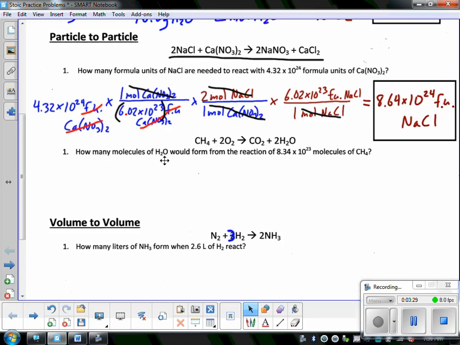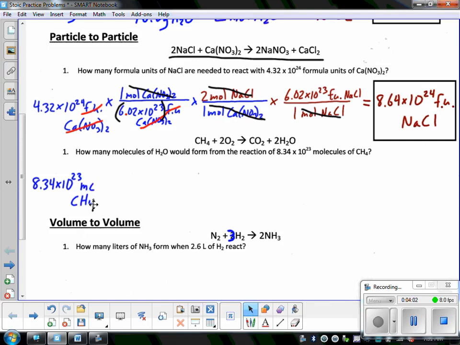How many molecules of water would form from the reaction of 8.34 times 10 to the 23rd molecules of CH4? So again, the equation's balanced, right? For every 1 mole of CH4, 2 moles of H2O are going to be produced. So starting with what we know, 8.34 times 10 to the 23rd molecules of CH4. That should be a 4; somehow it got cut off.